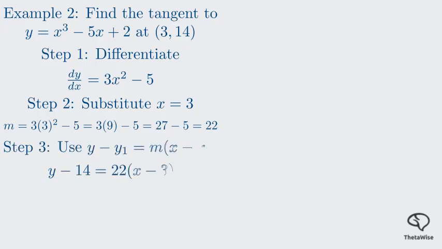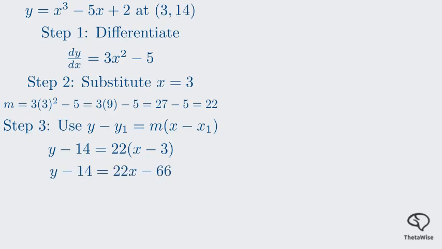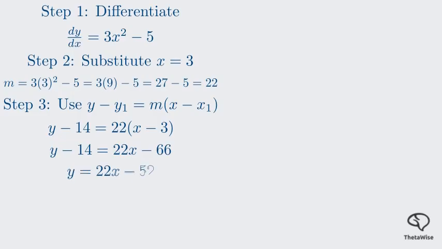Step 3. Plug the gradient m equals 22 and the point 3, 14 into our line equation. Expanding the brackets, we get y minus 14 equals 22x minus 66. By rearranging, we get the equation y equals 22x minus 52. Take a moment to see how the calculus gave us the slope, and then coordinate geometry finished the job.